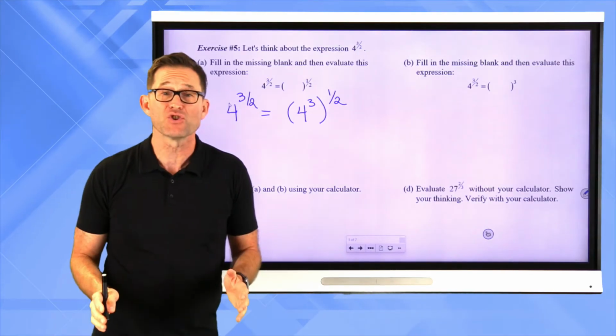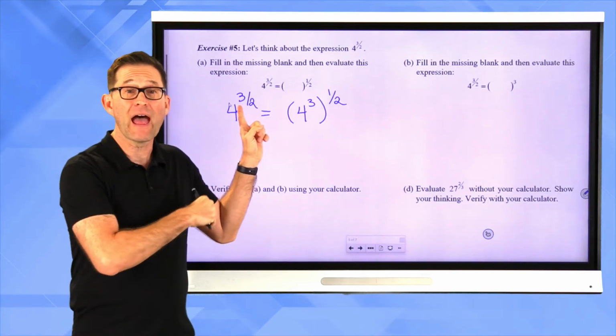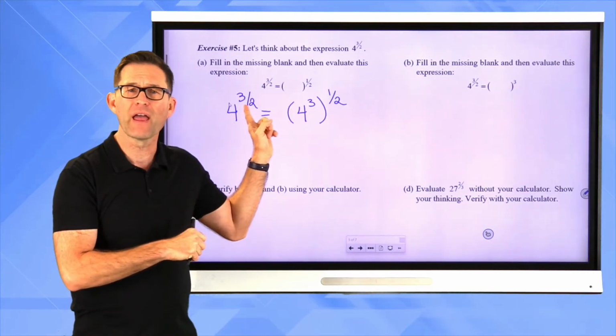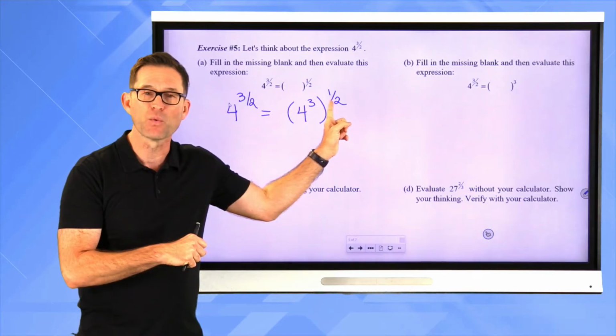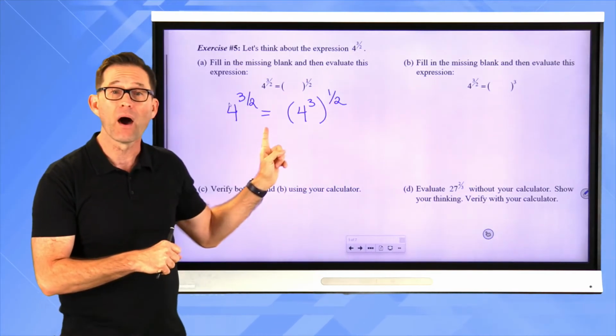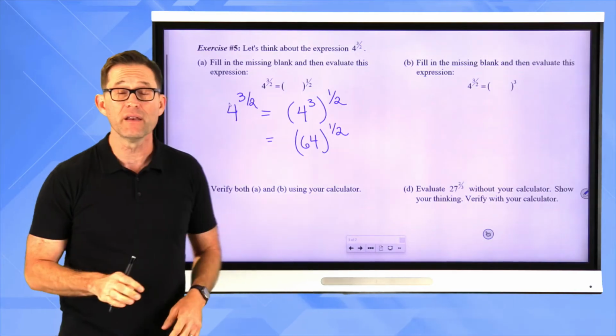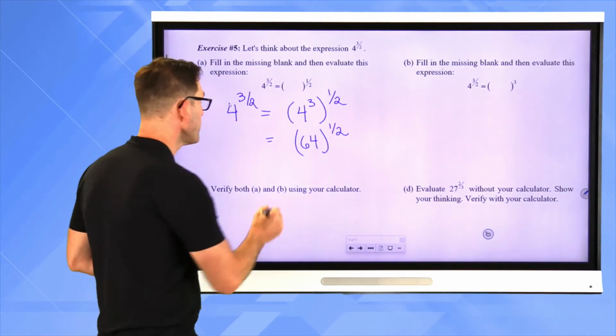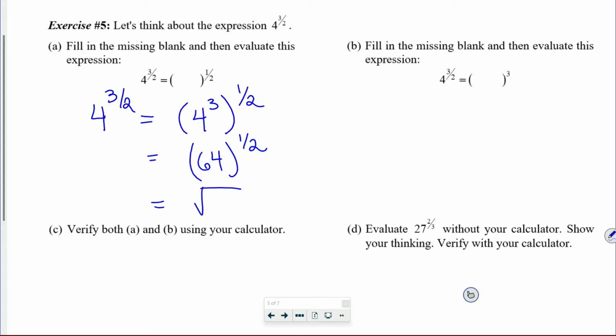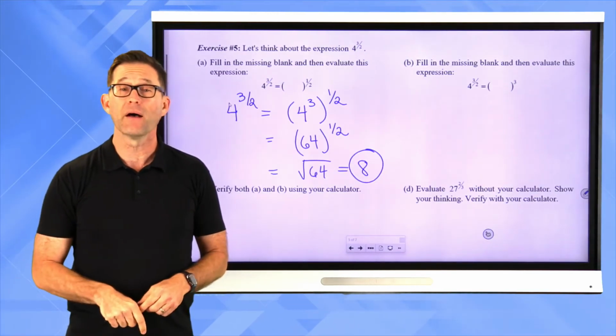I mean, by definition, what the number 3/2 is, don't worry about the 4, what the number 3/2 is, is 3 times 1/2. Well now, 4 to the 3rd is 4 times 4, which is 16, times 4, which is 64. And now, based on the work we just did, 64 to the 1/2 is the same as the square root of 64, and that's equal to 8. So 4 to the 3/2 is equal to 8.